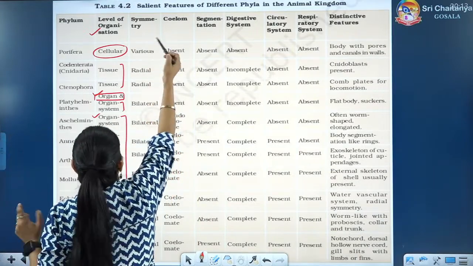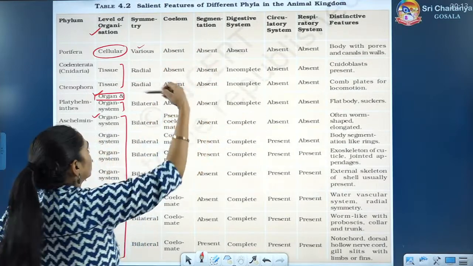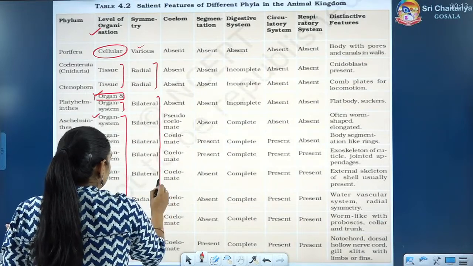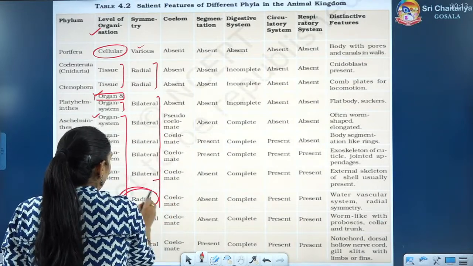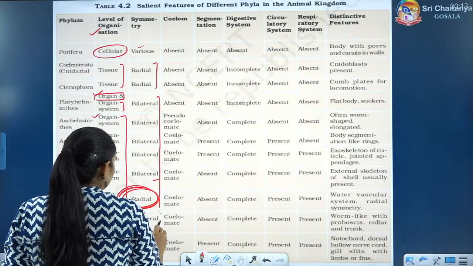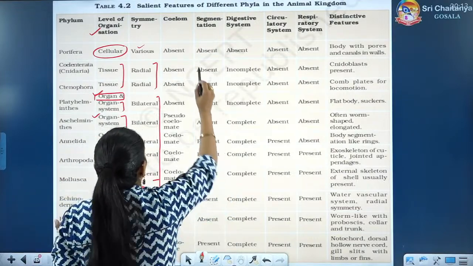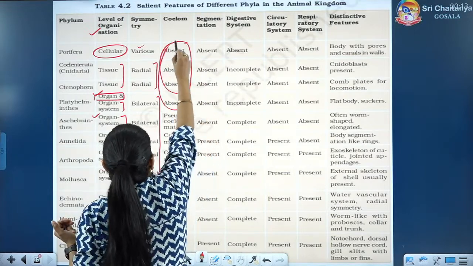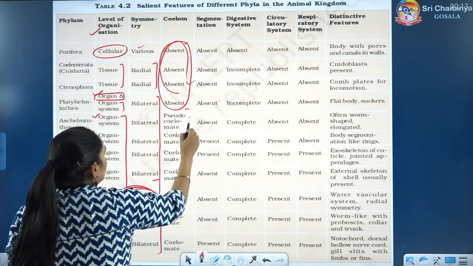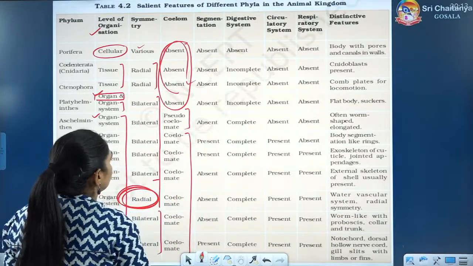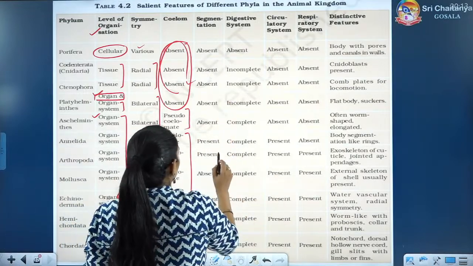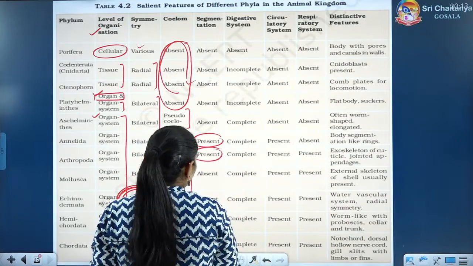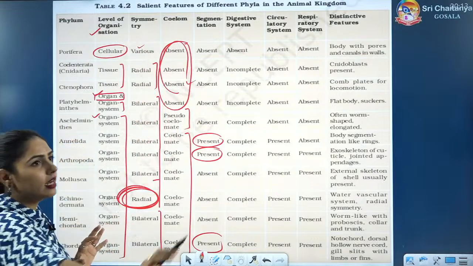Similarly, Porifera are asymmetrical, sometimes radially symmetrical, these are radially symmetrical, these are bilaterally symmetrical. Echinodermata again radially symmetrical and then these are bilaterally symmetrical. If we talk about coelom, it is absent till Platyhelminthes. Pseudocoelom is present, rest all are coelomates. Segmentation is only present in Annelida, Arthropoda and Chordata. In the rest of the phyla it is written absent.